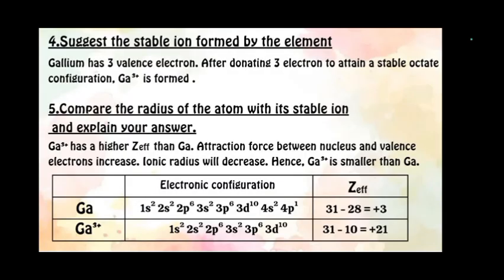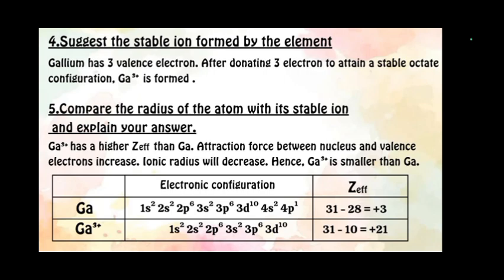Now moving on, suggest the stable ion formed by gallium. As I said before, gallium has 3 valence electrons. This means that it needs to donate 3 electrons to attain a stable octet configuration. Therefore, the stable ion formed by gallium is the gallium ion with a charge of positive 3.